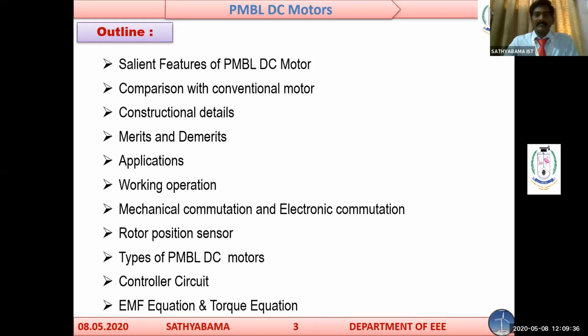That is, we are going to discuss the salient features of the PMBL DC motor, comparison with the conventional motor, constructional details, merits and demerits, applications, working operation, mechanical commutation and electronic commutation, rotor position sensor, types of PMBL DC motors, control circuit, then EMF equation, thereby torque equation.